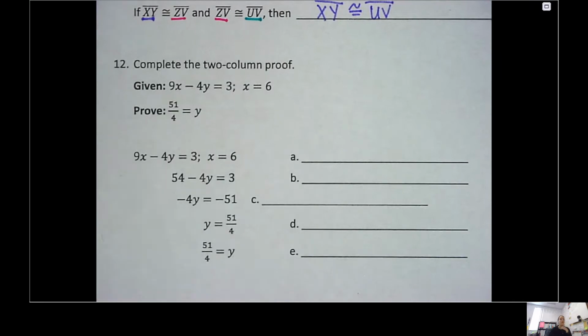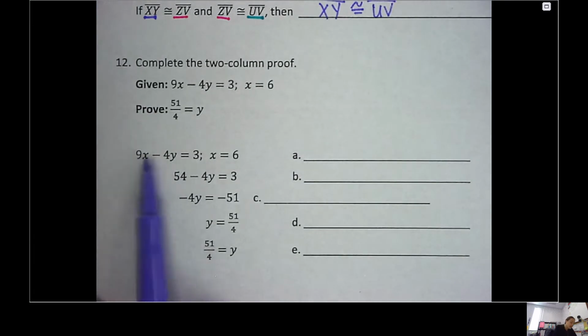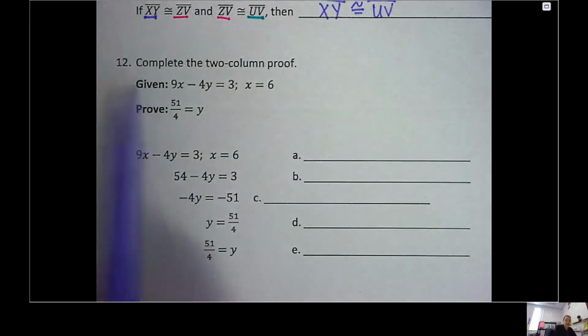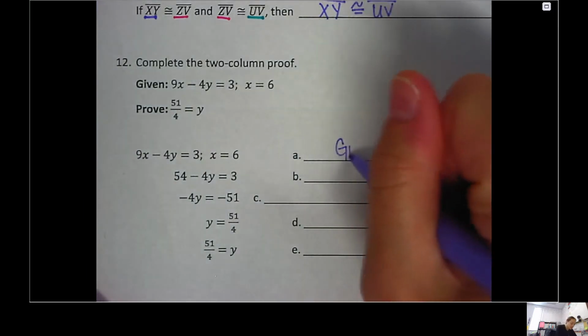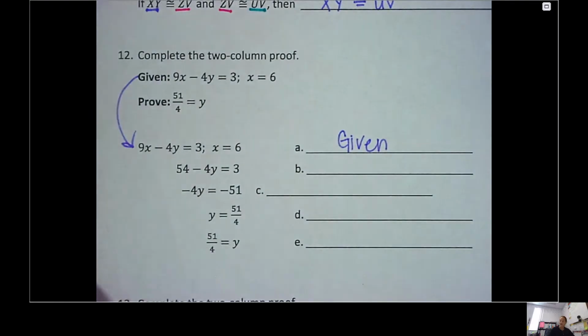All right, number 12. Complete the two-column proof. Again, here are your statements. And then over here, you have to write your justifications for each one. So first thing you see is this equation. Look right here. It's exactly the same thing as what's given to you. You always got to start with something that's given. Because otherwise, if I don't give you anything, there's no problem to be done.